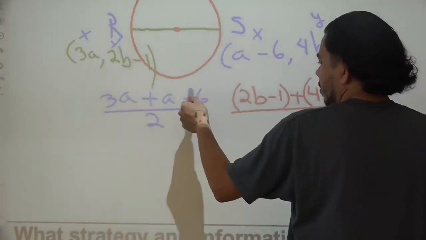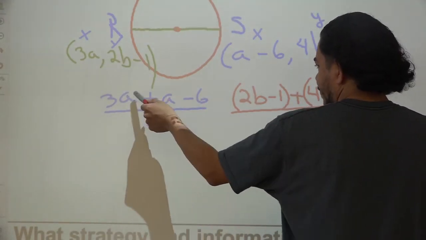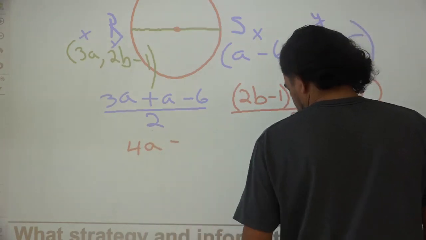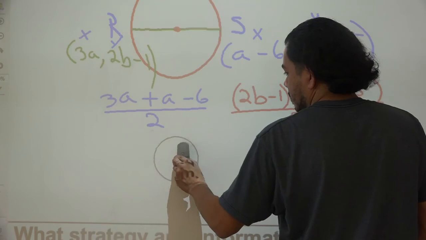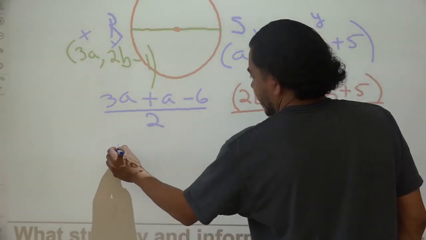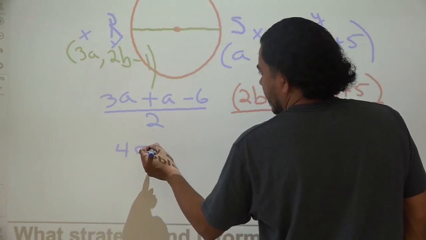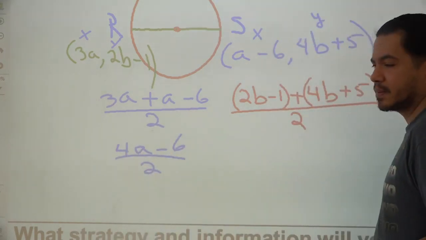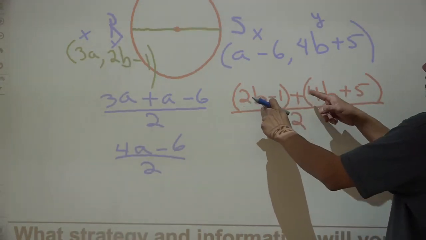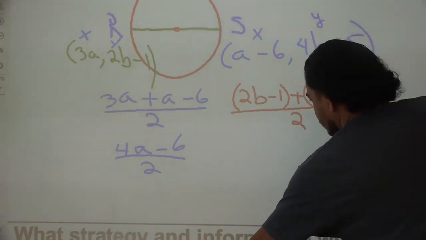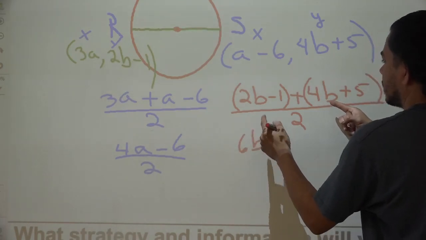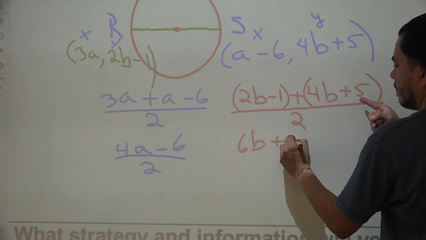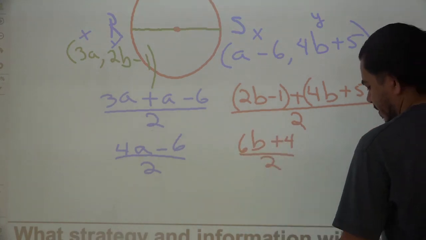Alright, so 3a, we combine like terms. 3a plus a is 4a. Minus, ooh, Becker, you're using the wrong marker. I don't care. Becker don't care. Minus 6 divided by 2. And here I got 2b plus 4b is 6b. Okay? Negative 1 plus 5 is positive 4 divided by 2.